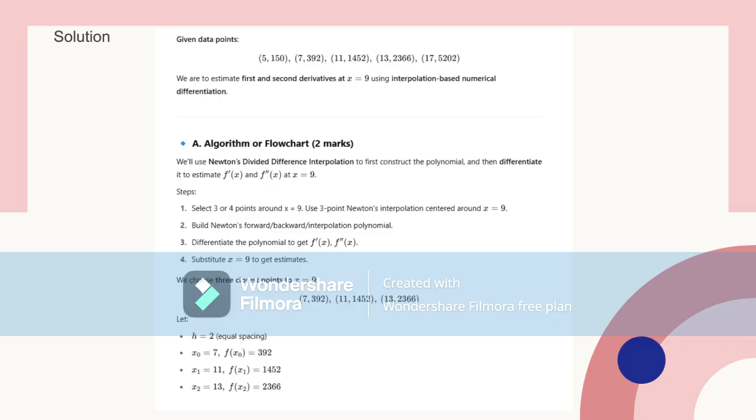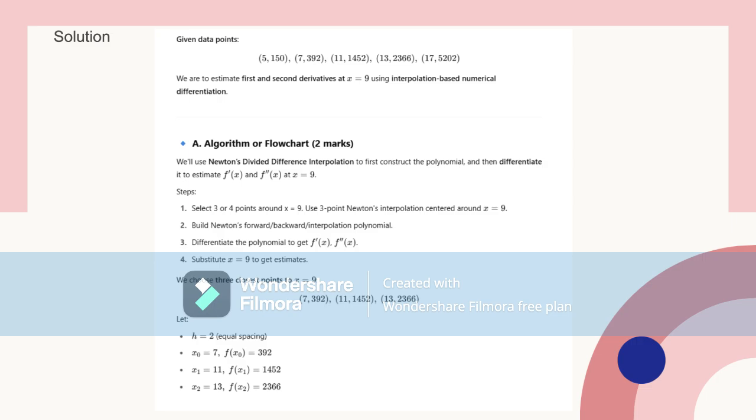Algorithm or flowchart. We will use Newton's divided difference interpolation to first construct the polynomial and then differentiate it to estimate f dash of x and f double dash of x at x equals 9. Select 3 or 4 points around x equals 9. Implement 3-point Newton's interpolation centered around x equals 9. Differentiate the polynomial to get f dash x and f double dash x. Substitute x equals 9 to get the estimates.